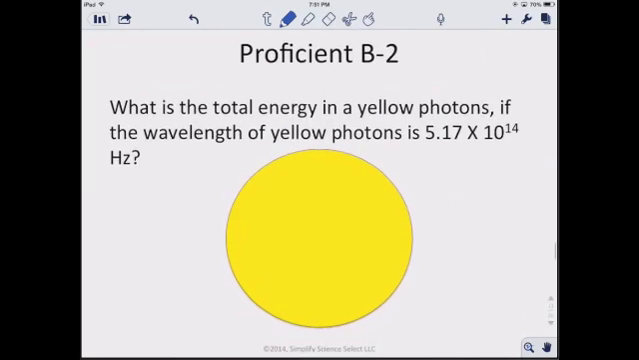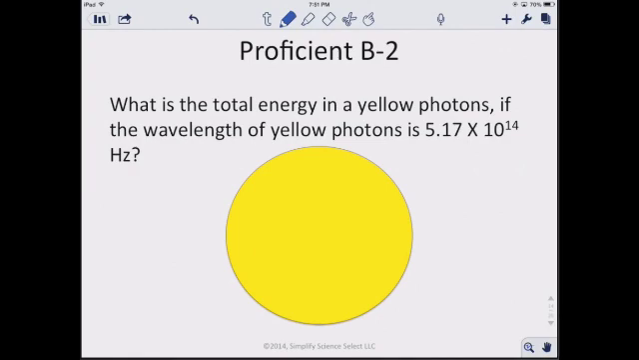Jumping to the next one, Proficient B-2, it says, what is the total energy in a yellow photon? So we're looking at what's the energy of yellow photons. If the wavelength of yellow photons is 5.17 times 10 to the 14th, and we're going to say that that is our frequency. So if the wavelength of yellow photons is 5.17 times 10 to the 14th hertz, and that hertz right there, that is our unit for frequency.